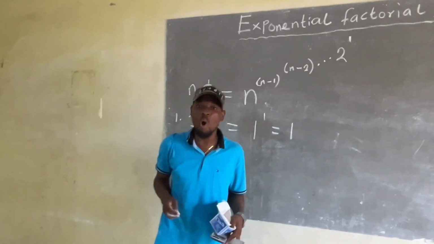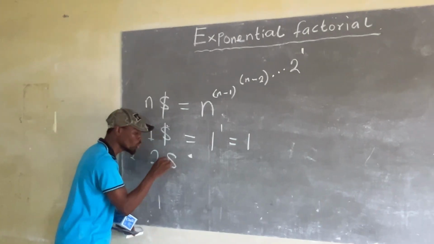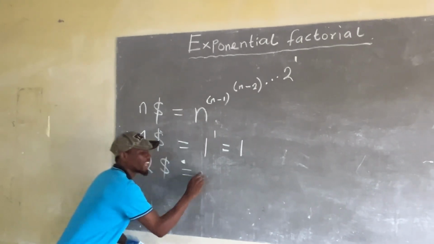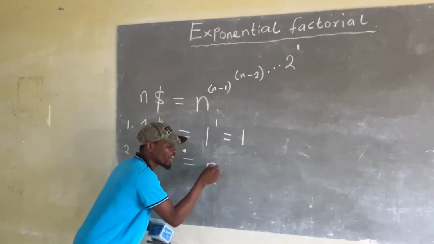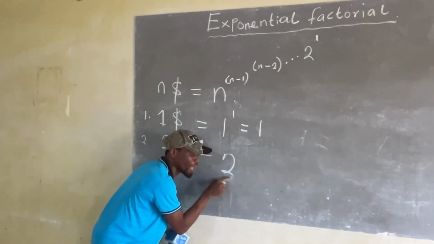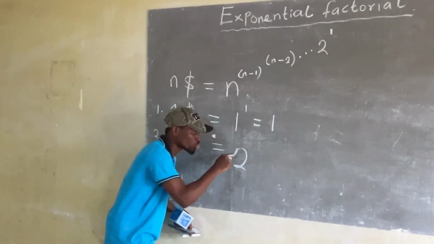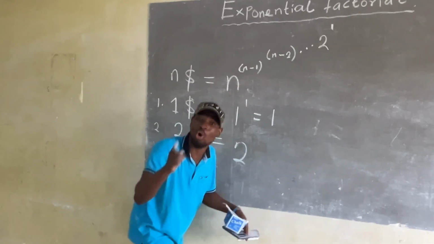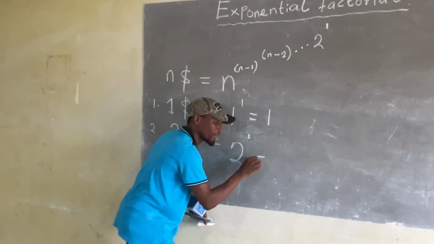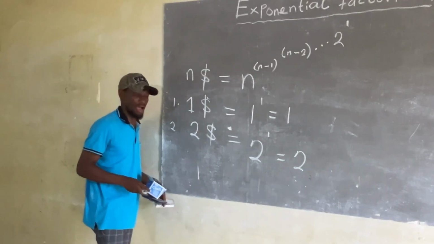Now what about exponential factorial of 2? Viewers, what do we have here? The number 2. In order to get the exponent, you subtract 1 from n, where n is equal to 2. So 2 minus 1 is equal to 1. So this is 2 raised to an exponent of 1, which is the same as 2. Have you seen how trivial these questions are?